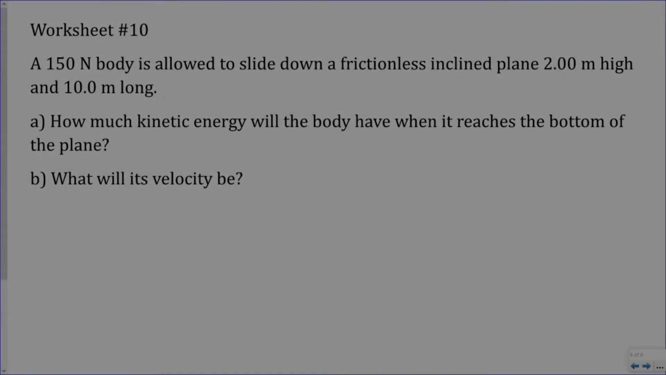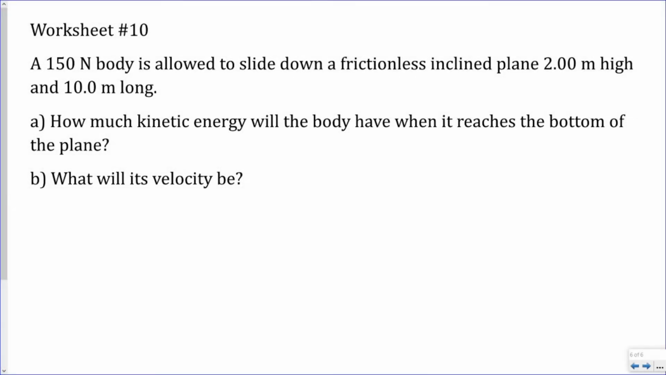Let's look at one more example. This comes from number 10 on your worksheet. It says a 150 Newton body is allowed to slide down a frictionless inclined plane 2 meters high and 10 meters long. Question A says how much kinetic energy will the body have when it reaches the bottom of the plane? And B, what will its velocity be?